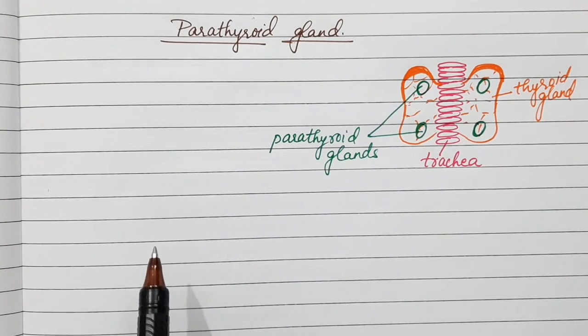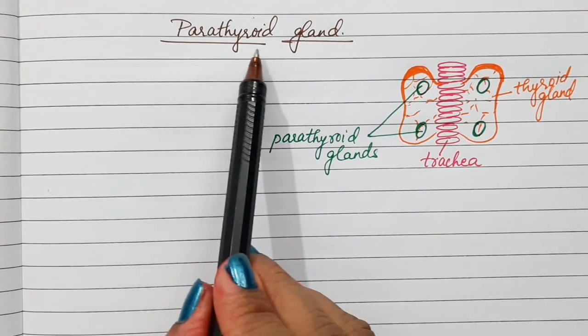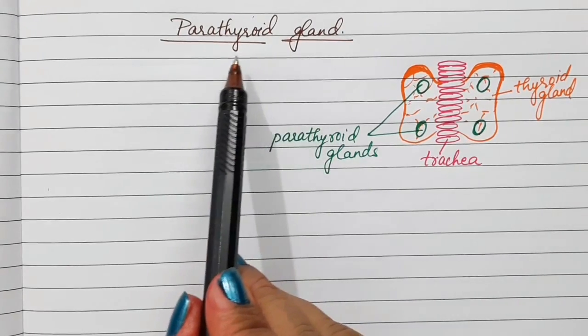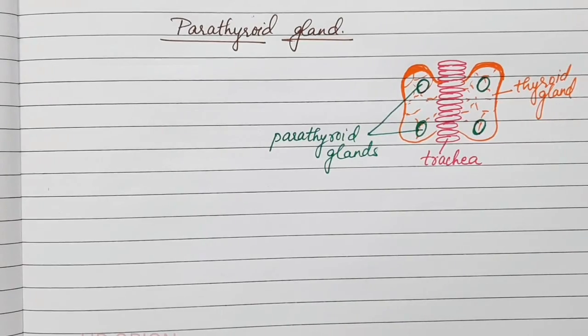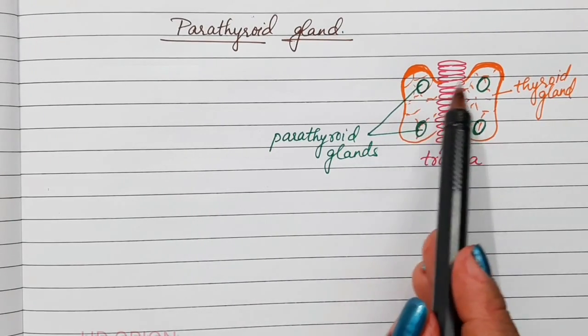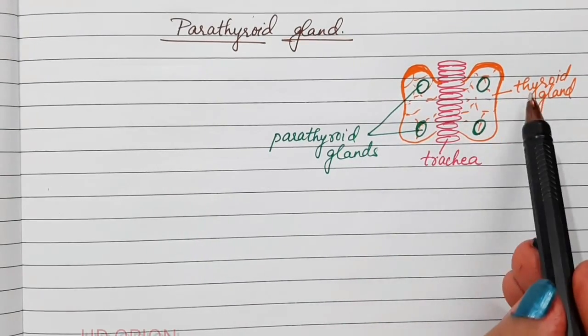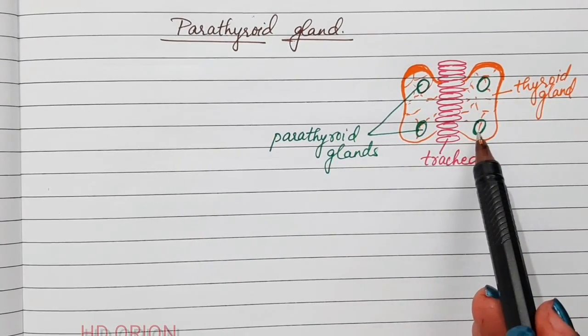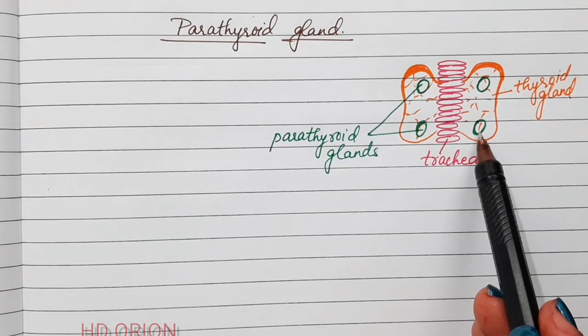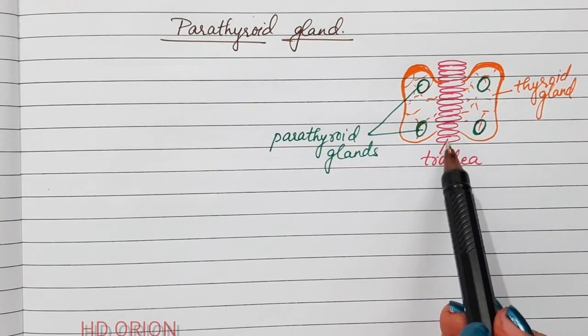Hello everyone, we are going to study the parathyroid gland in this video. The parathyroid glands are found embedded in the dorsal surface of the thyroid gland. So this is the thyroid gland and this is the dorsal surface, and these four are embedded on the dorsal surface of the thyroid gland, and this is the trachea.